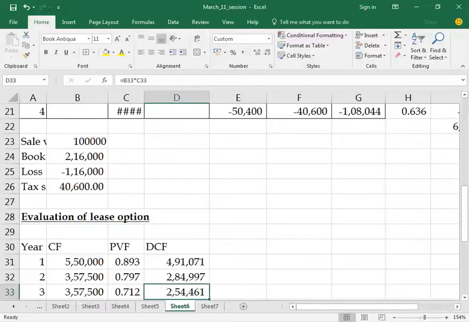Page 18. Compute present value of borrow and buy option: purchase price, present value of tax saved on depreciation, present value of net salvage value, and present value of borrow and buy. Interest rate is irrelevant because the borrowing rate and the discount rate are the same. The appropriate discount rate to be used is after tax cost of debt.